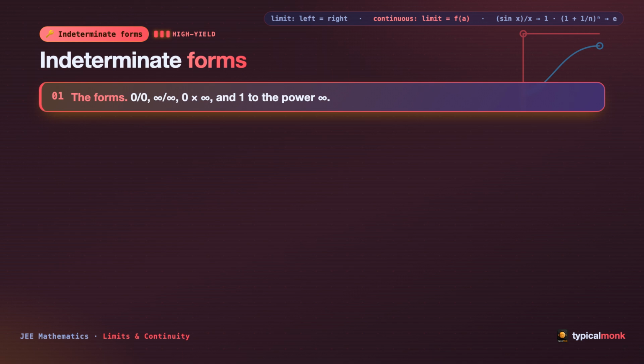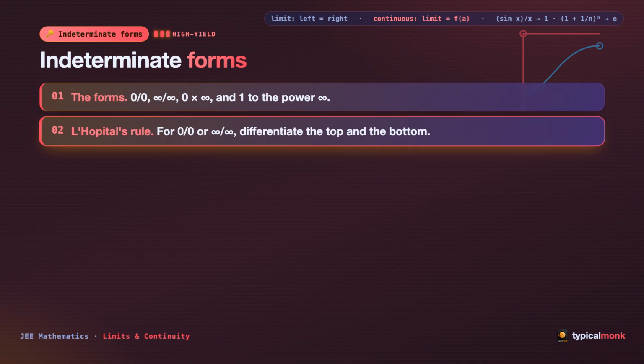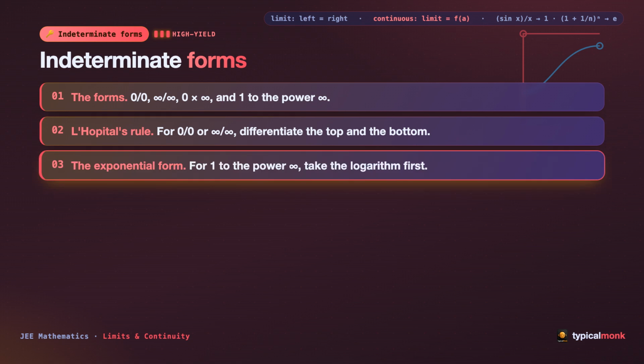Now, the indeterminate forms and how to break them. The forms: 0 over 0, infinity over infinity, 0 times infinity, and 1 to the power infinity. L'Hopital's rule. For 0 over 0 or infinity over infinity, differentiate the top and the bottom separately. The exponential form. For 1 to the power infinity, take the logarithm first.